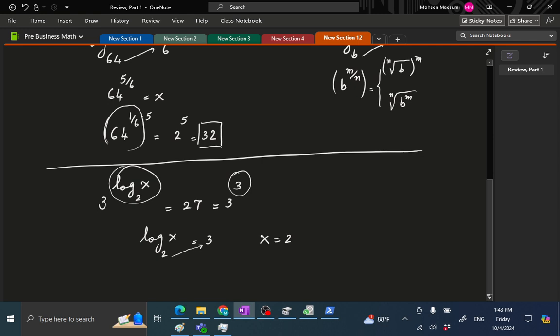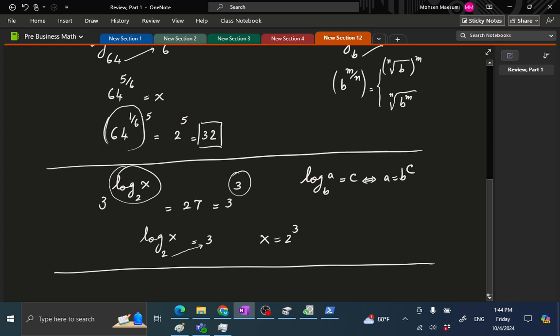X will be 2 to the power of 3 because we said logarithm of a in base b picking c is the same as saying a is equal to b to the power of c, and that is what we used in this case.